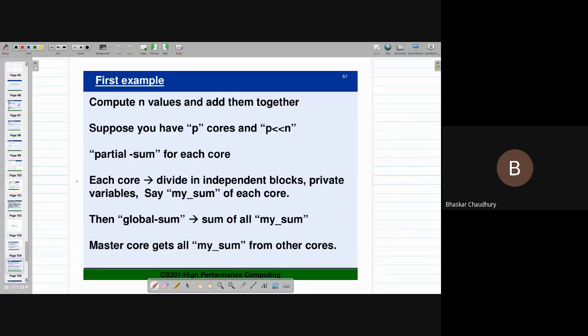So what we are doing here is that each core divides into independent blocks, that we have done 4 blocks. We have to introduce a private variable, let's say my sum. So this my sum belongs to each processor, to each core, and then you get the global sum. So global sum is basically the sum of all my sums. Here the global sum is your answer, which is a global variable. However, these my sums are private variables. So how many such my sums do you have to create in this example?